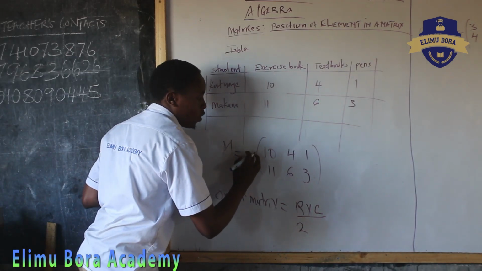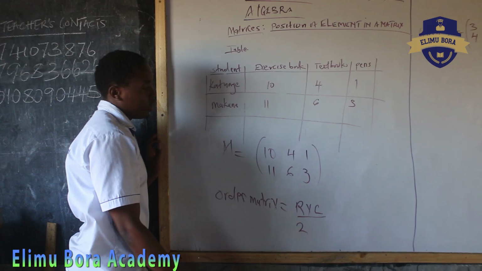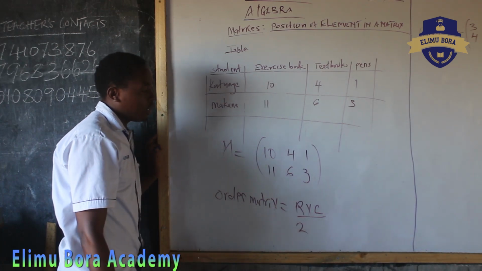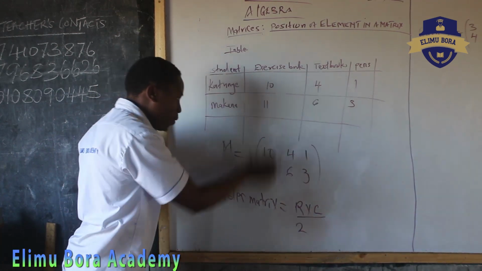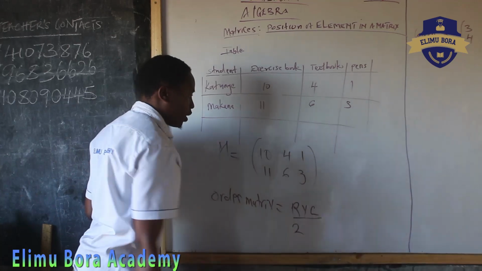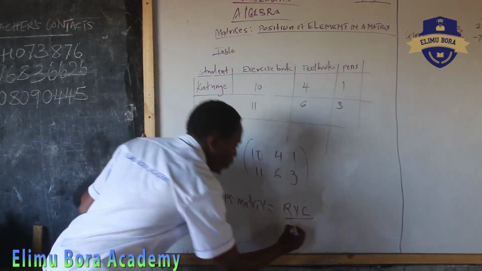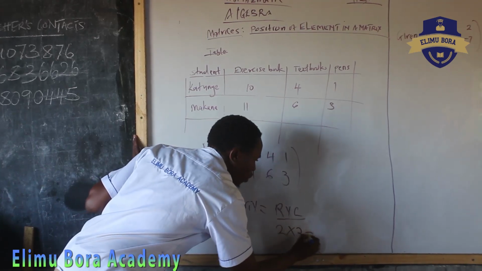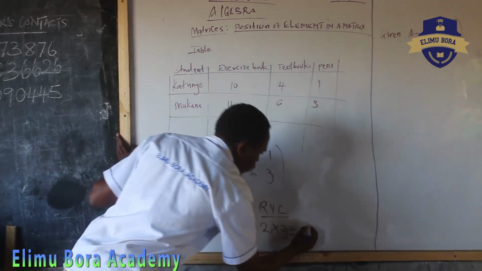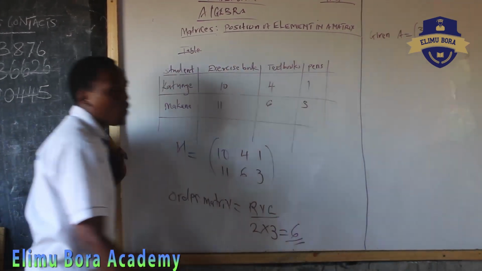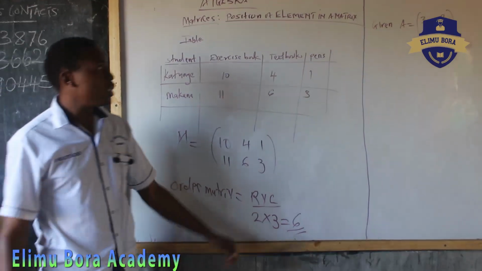So we say when we are moving to the right hand, we are talking about the what? The rows. But when we are moving down the surface, we are talking about the what? We are talking about the what class? Column. So we multiply by what? 3. Which is going to give us what? 6. So you realize this 6 is the order of the matrix.